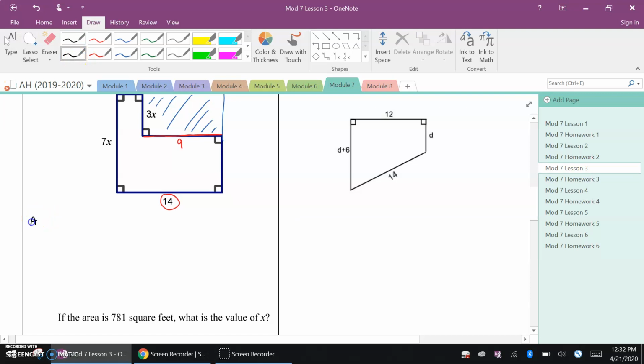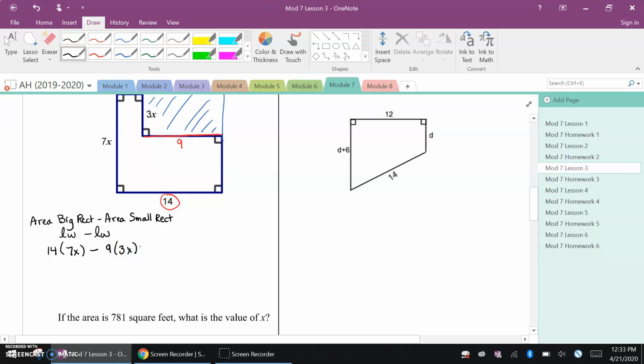So doing these like we did the other one, we have the area of the big rectangle minus the area of the small rectangle. It's always important to start with your formula. So we have the length and the width minus the length and the width. So for the bigger rectangle, we're looking at 14 multiplied by 7x, and then we're going to subtract out 9 times 3x.